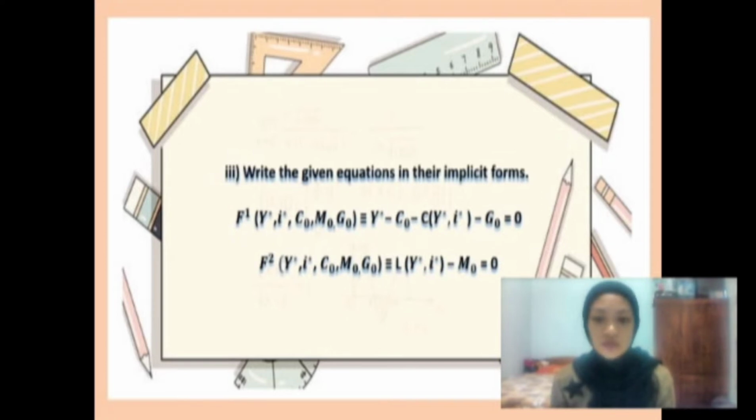equation, which is F1. The implicit form for F1 is Y star minus C null minus C in bracket Y star, I star, minus G null equal to 0. For the second equation, it is L in bracket Y star and I star minus M star equal to 0.